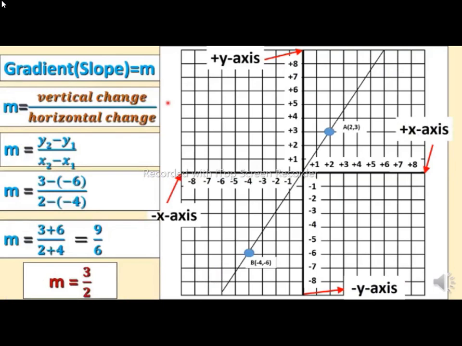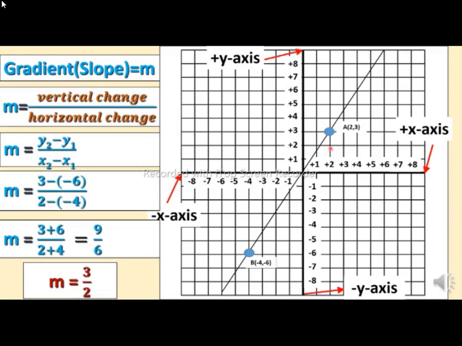Now we are going to find the slope or gradient of a straight line. Here we have a straight line. Now we choose any two points from that straight line. I have chosen A and B. You can choose any two points. It doesn't matter, you will get the same slope or same gradient if you choose any two points.